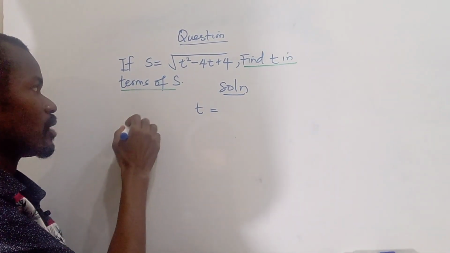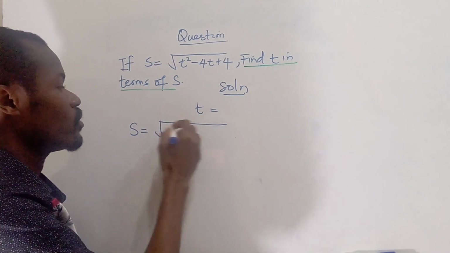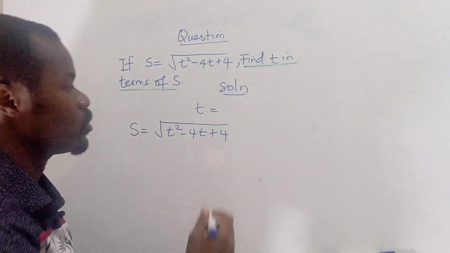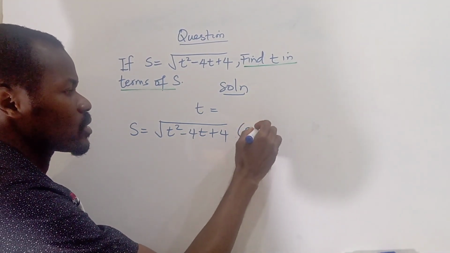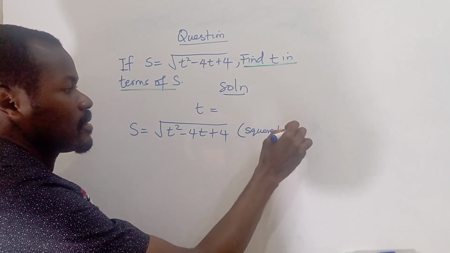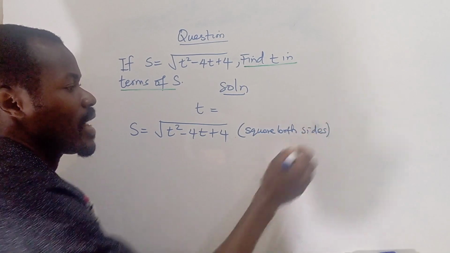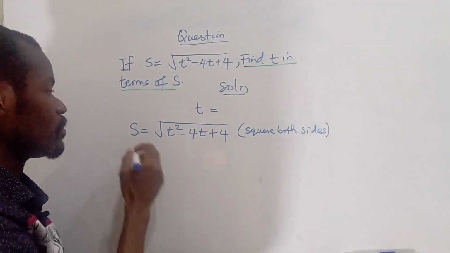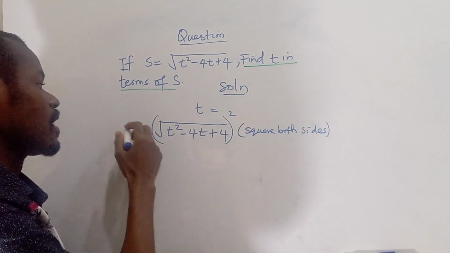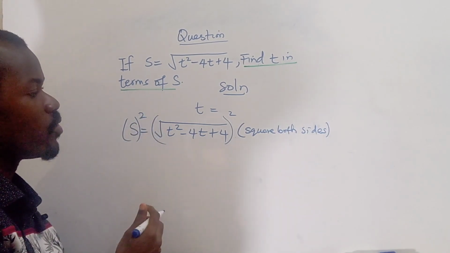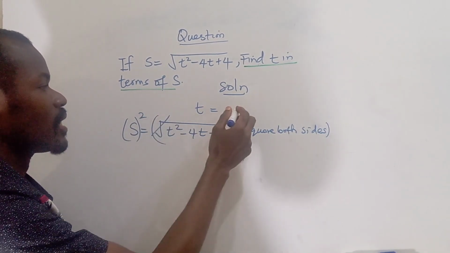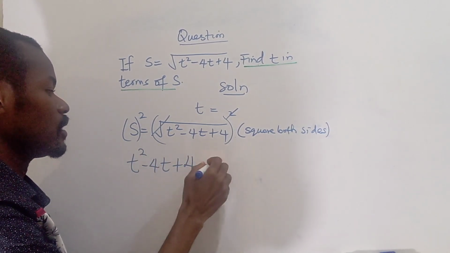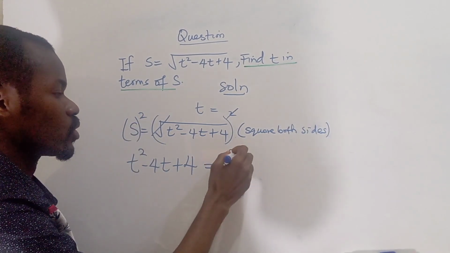So what's our first step? The question gave us s is equal to the square root of t squared minus 4t plus 4. So the first thing I want to do is square both sides. Now the question is, why do I square both sides? That's simply to remove the square root sign. So I'm going to square here and square here, and this will cancel out this. So I have t squared minus 4t plus 4 is equal to s squared.